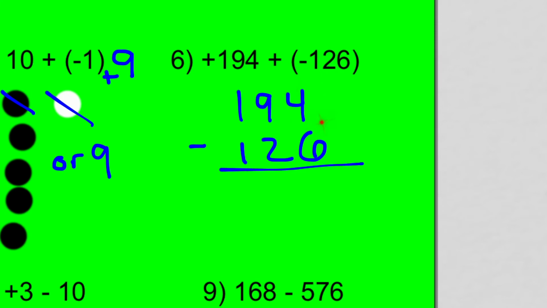Now 4 is smaller than 6, so I'm going to borrow from the 9, make this 8, and make this 14. 14 minus 6 is 8. 8 minus 2 is 6. So the answer is 68, and since I have more positives than negatives, it's positive 68.